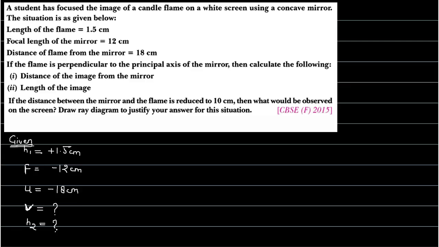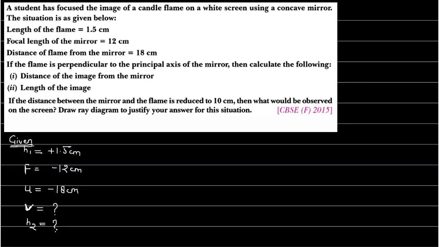And that's not enough. They are asking if the distance between the mirror and the flame is reduced to 10 centimeter, now the same case which we have discussed, then what would be observed on the screen? Draw a diagram to justify your answer for this situation. It's a 5-mark question. They have squeezed you like a lemon, right?